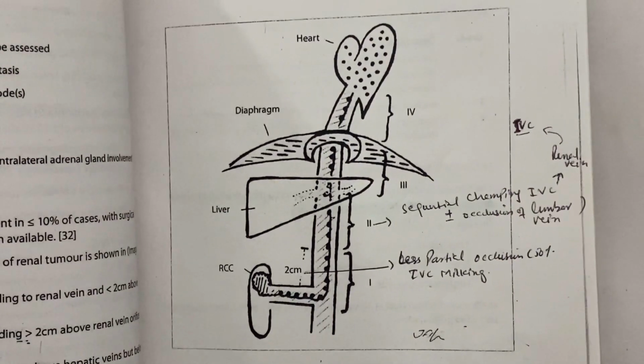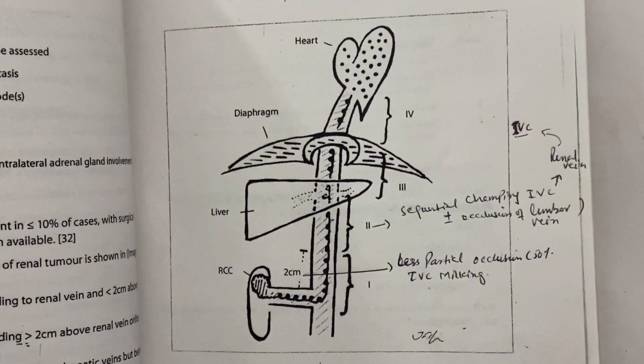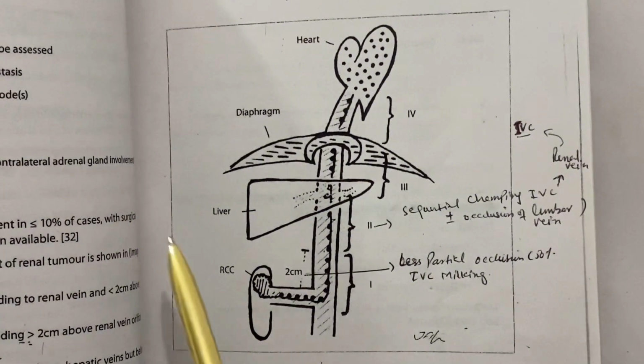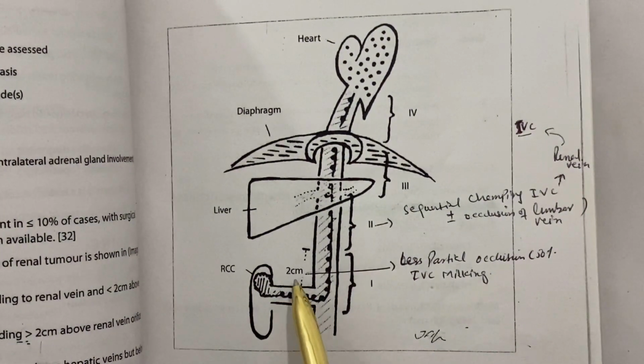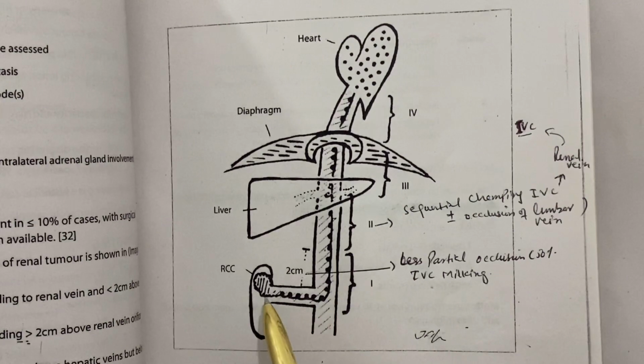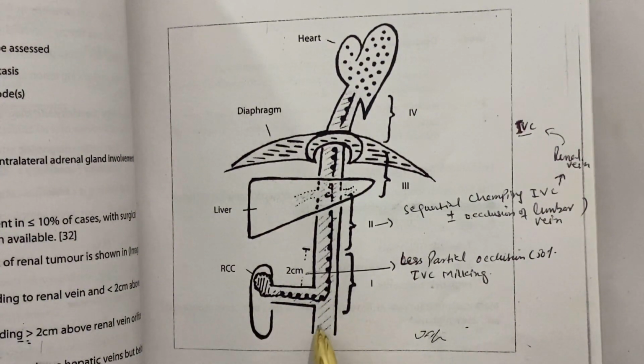Now it's important, is the tumor involving the right or left side? For grade 0, we can go for radical nephrectomy with a patch of the IVC, and for grade 1, we can go for partial clamping and milking of the IVC.